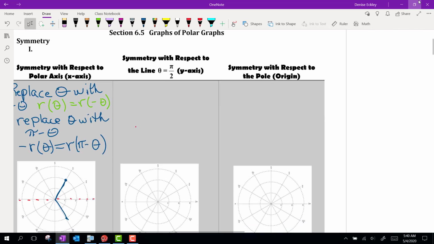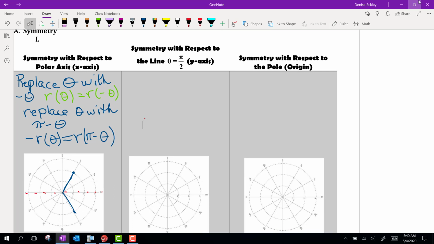Our next type is symmetry with respect to the line theta equals pi over 2, which of course is the y-axis. To test for it, you replace theta by pi minus theta, because that moves us 180 degrees, or to the other side of the line pi over 2. The other way you can do this is to look at negative r and r of negative theta. Again, because we're dealing with a circular coordinate system, you get more than one way to find the symmetry.